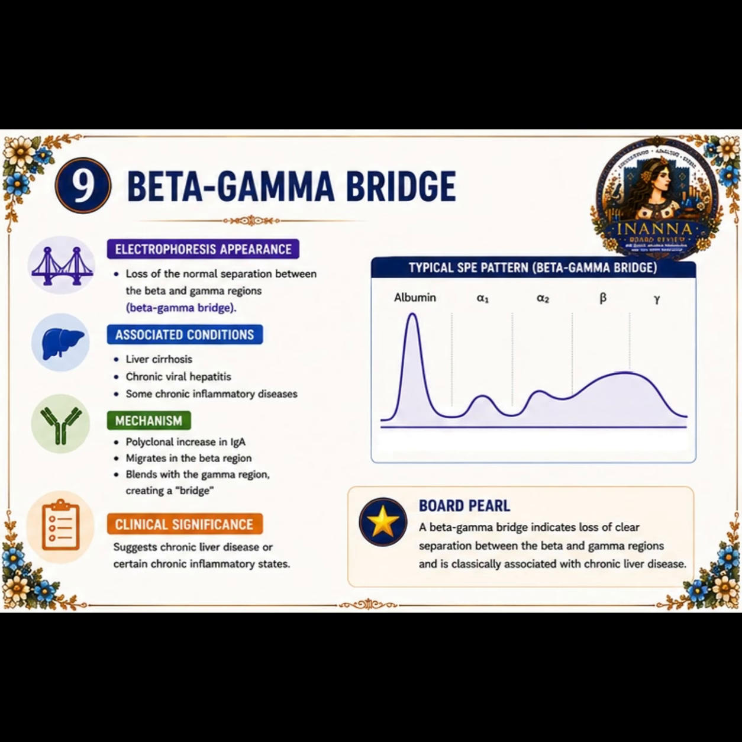Beta-gamma bridge. A beta-gamma bridge means the normal separation between the beta and gamma regions is lost. This pattern is classically associated with liver cirrhosis and chronic viral hepatitis. It happens because increased IgA migrates toward the beta region and blends with the gamma region. For board exams, remember, beta-gamma bridge equals chronic liver disease.